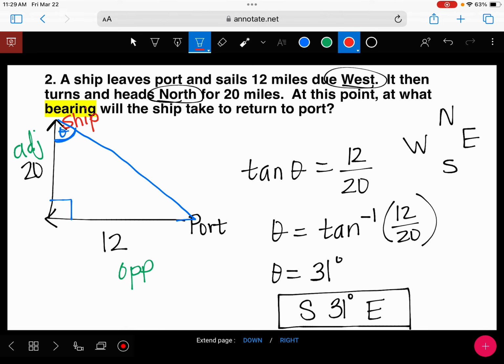Okay, what y'all want to ask me? What's the question? She wants to know, does it matter what order you put it? What, the southeast? 31 degrees. Okay, so that's a good question. You always have to put on the left, has to be north or south. So north or south has to come first. East, west has to come second.